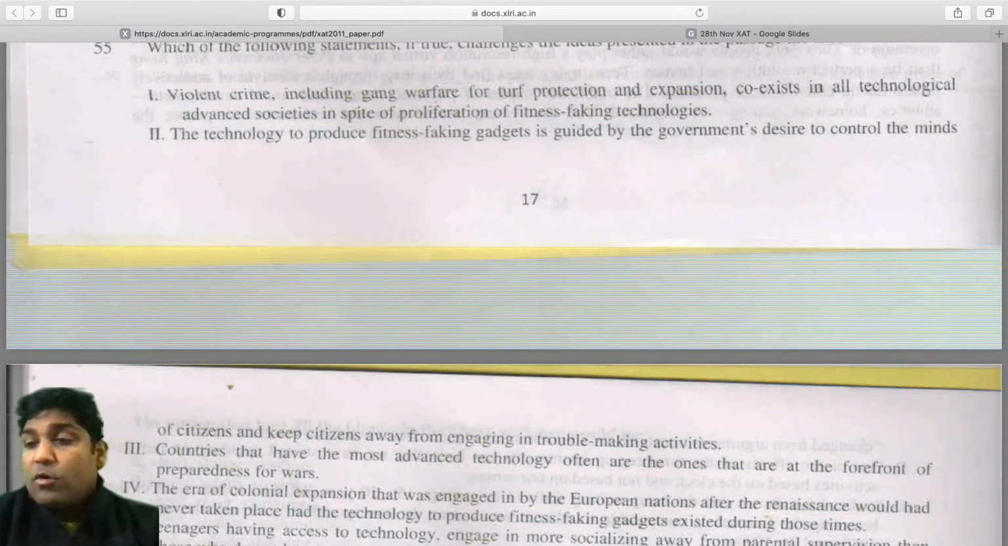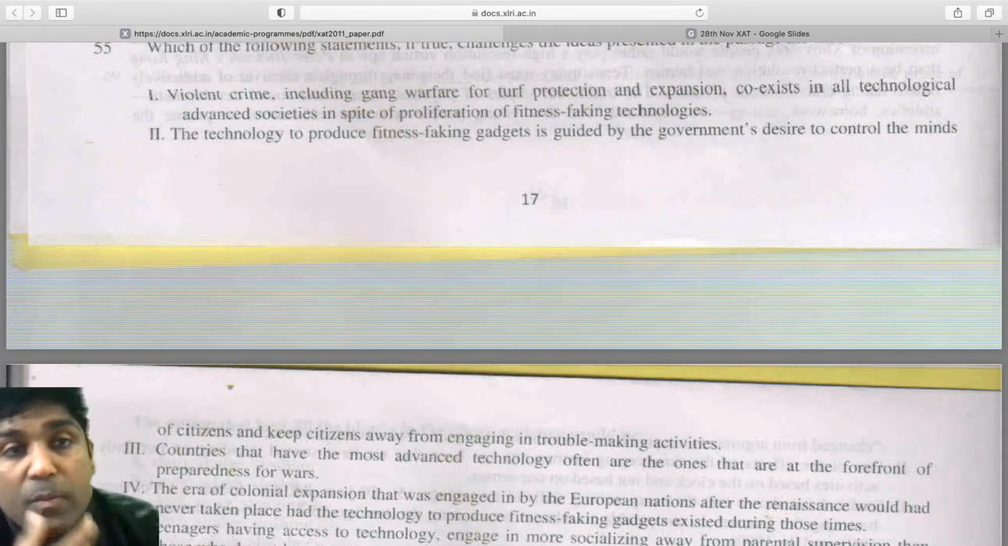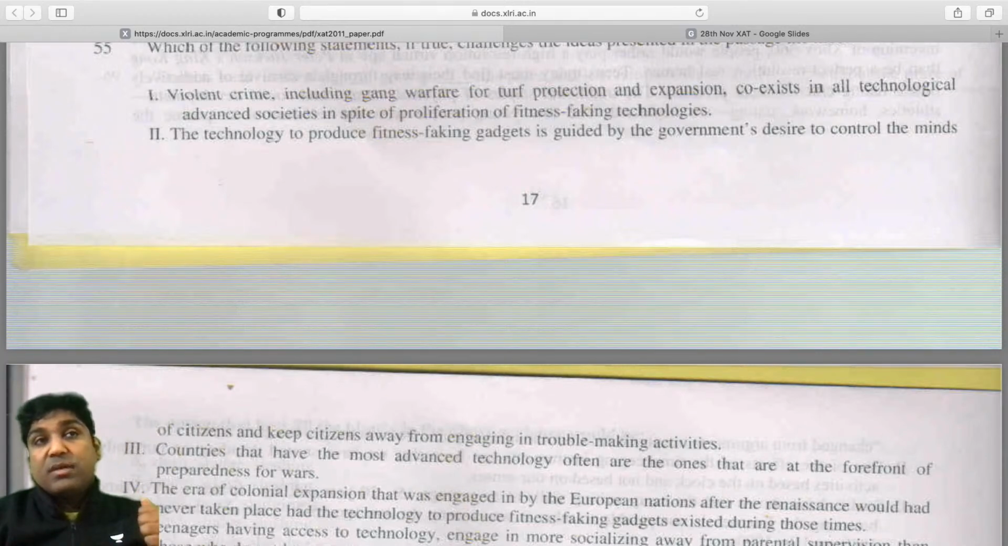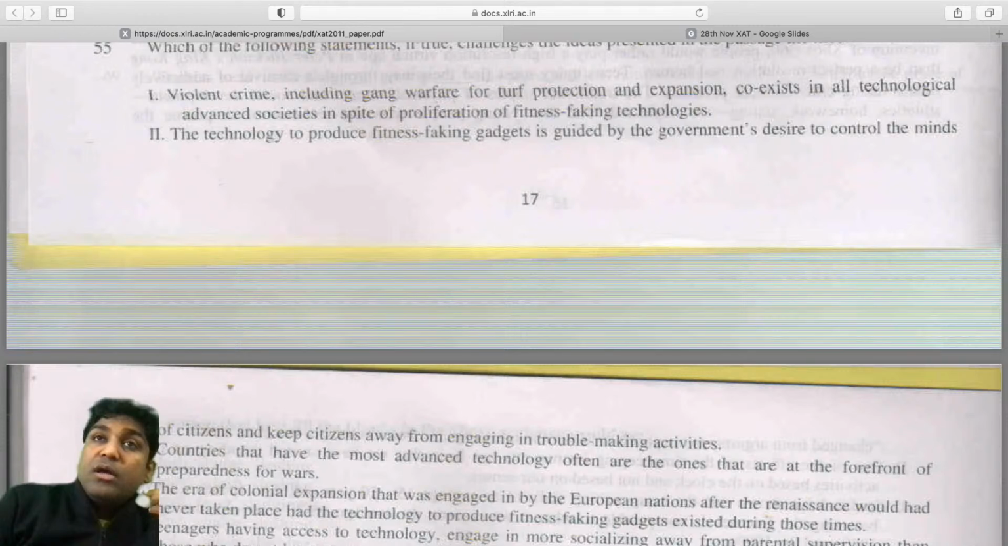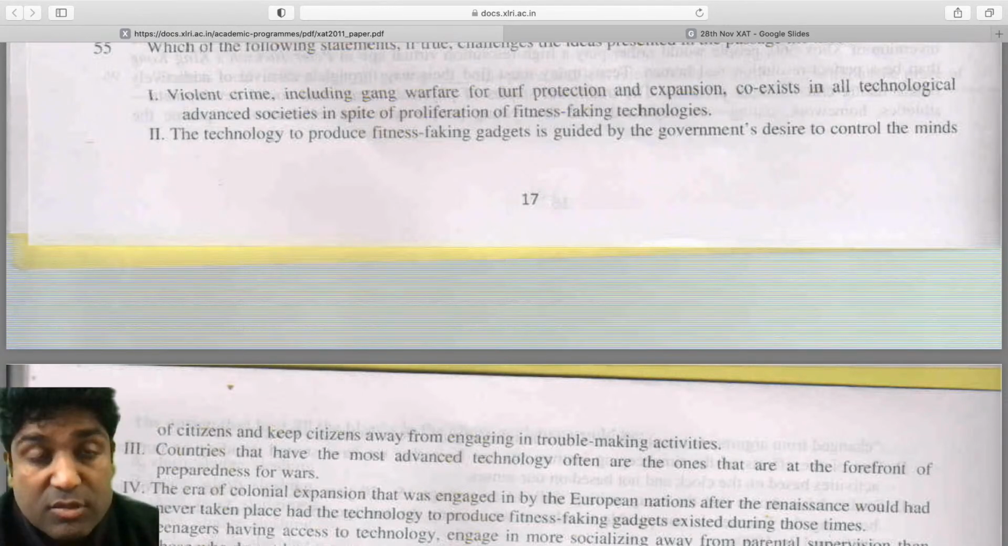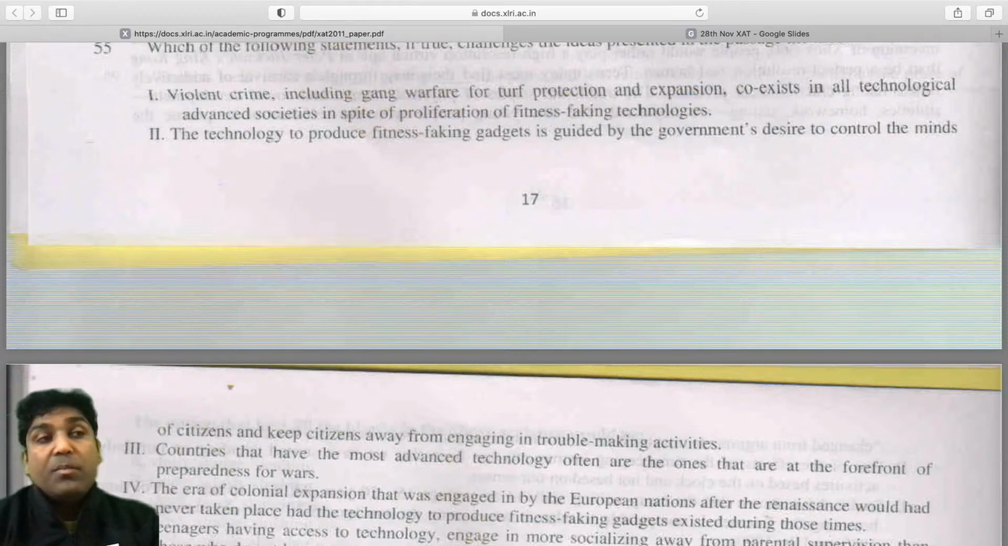I think 1 will also come here, because 1 is talking about some kind of a tough war. It talks about some kind of expansionism. So if you are expanding, then it is natural that you are not completely taken over by the fitness faking technology and other consumeristic things. So the answer is 35A.